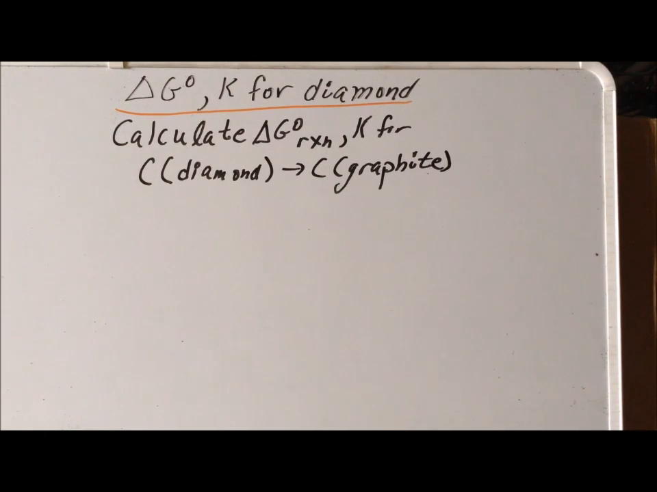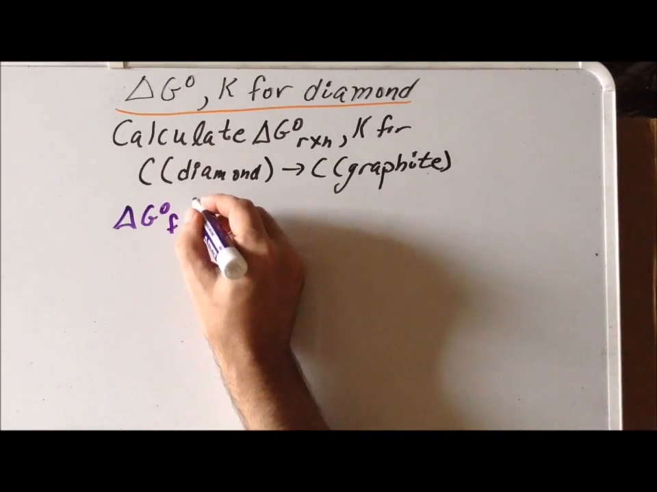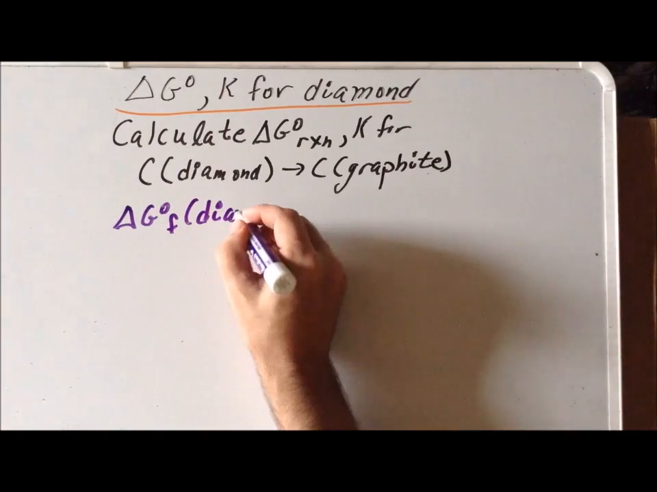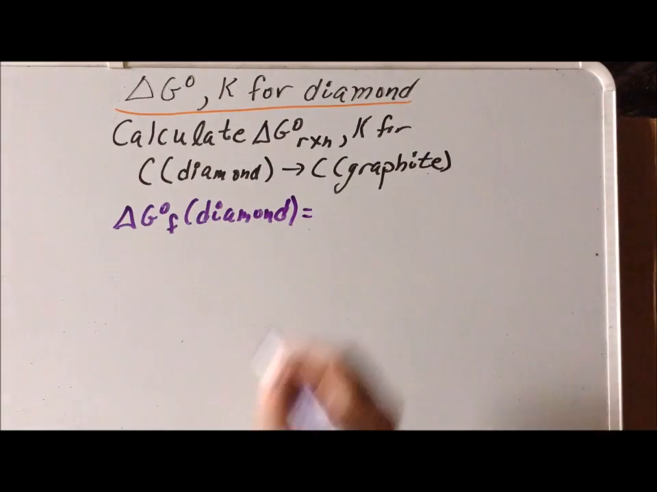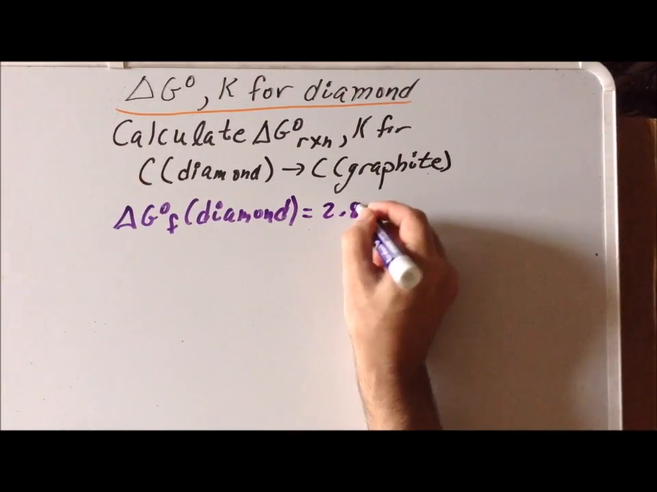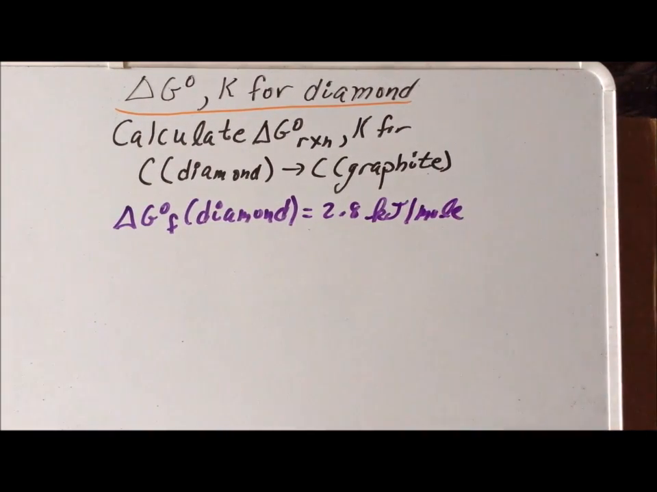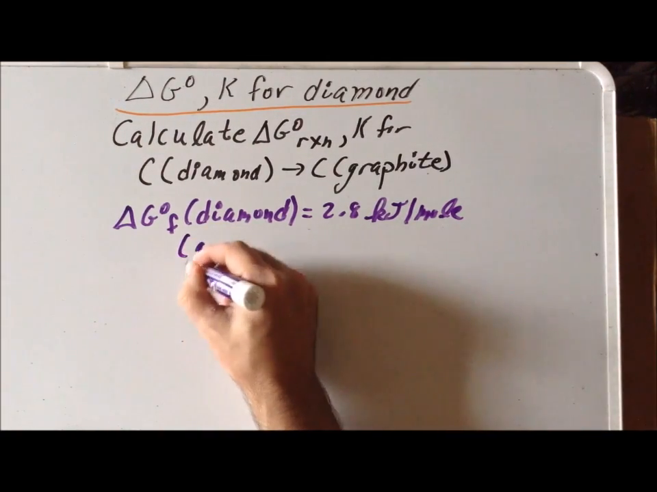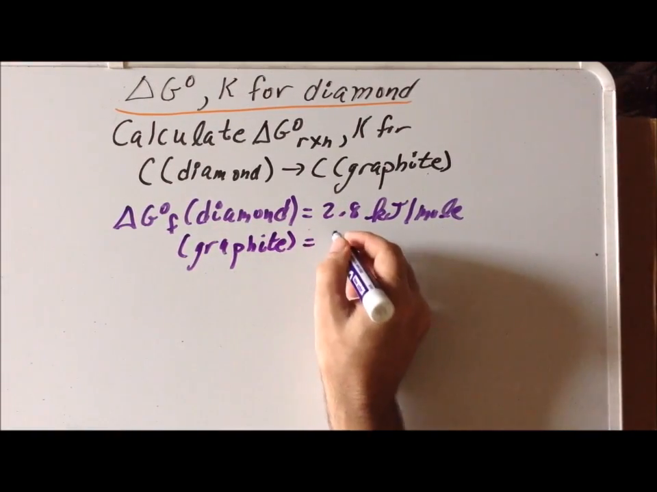Welcome back. To continue our solution, we need two facts. The first of this is the delta G naught of formation for diamond. And we can consult the back of our textbook, and we find that this has a value of 2.8 kilojoules per mole. Similarly, if we look up the delta G naught of formation for graphite, we find a value of 0.